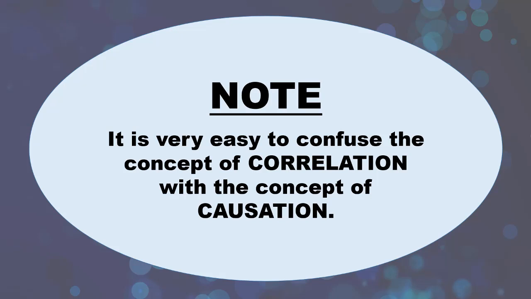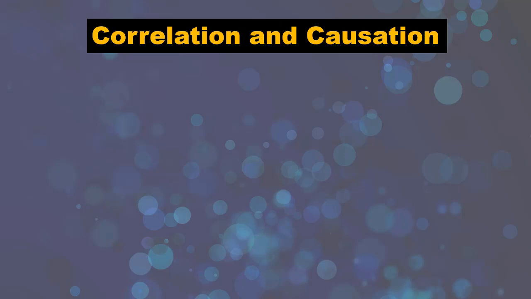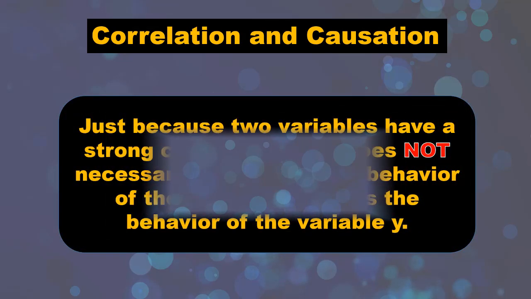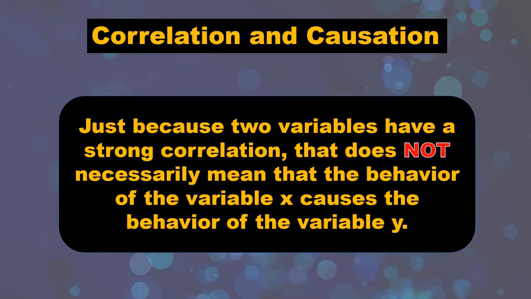Causation means that the action of one of the variables is causing the effect on the other. Just because two variables are correlated doesn't mean that there's a causal relationship there. So we need to flesh out those concepts a little bit. Correlation and causation. So just because two variables have a strong correlation, that does not necessarily mean that the behavior of the variable x causes the behavior of the variable y.